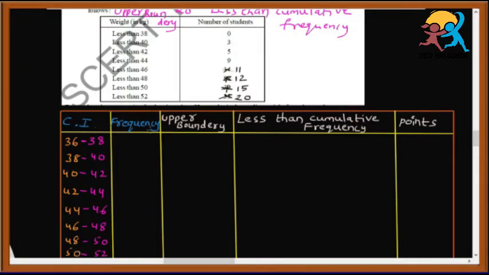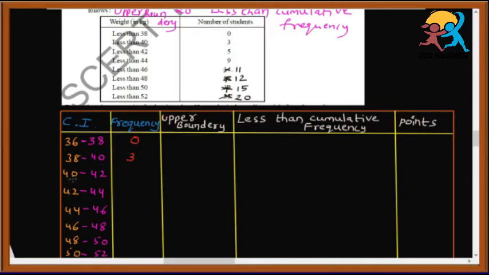Write the frequency. Below 38 the number of students is 0. So for 36 to 38 the frequency, that means the number of students, is 0. And for 38 to 40, less than 40, how many students? 3 students. In these 3 students we have 0 also, so 0 is negligible, that is why we take only 3. So the number of students having a weight of 38 to 40 kg is 3.